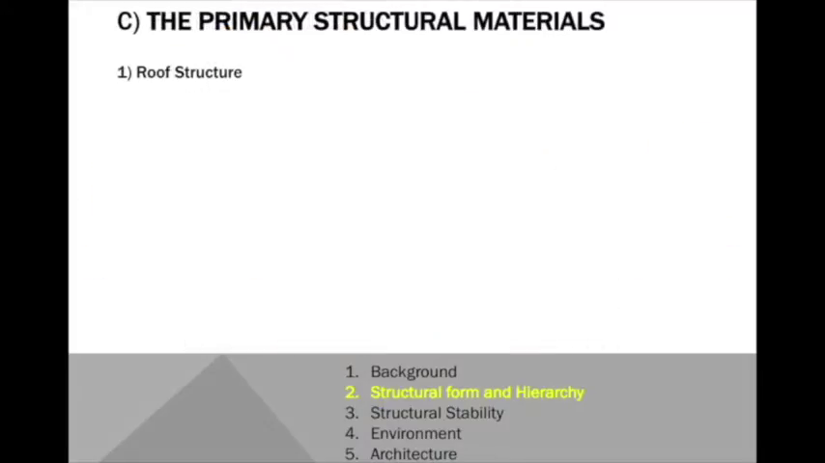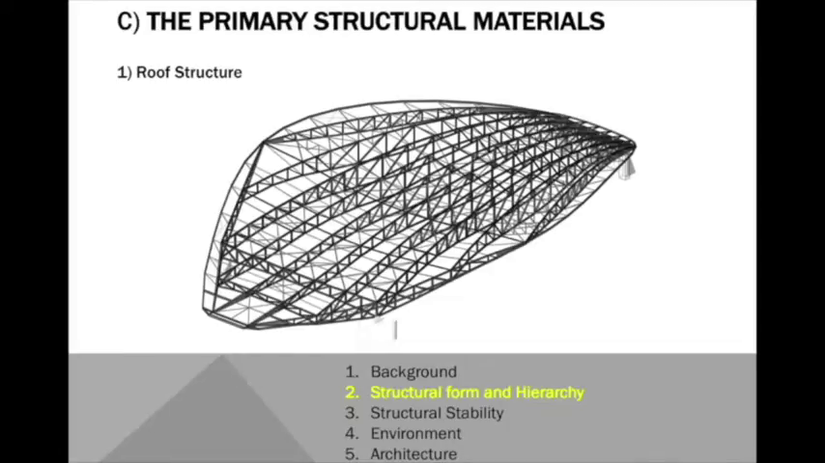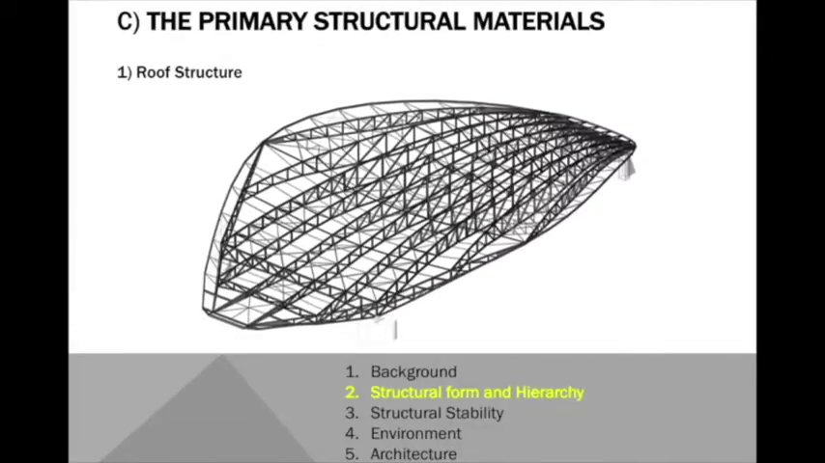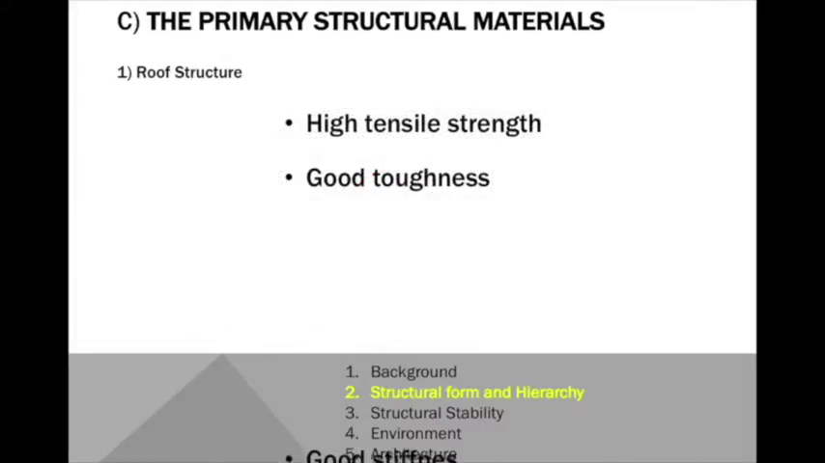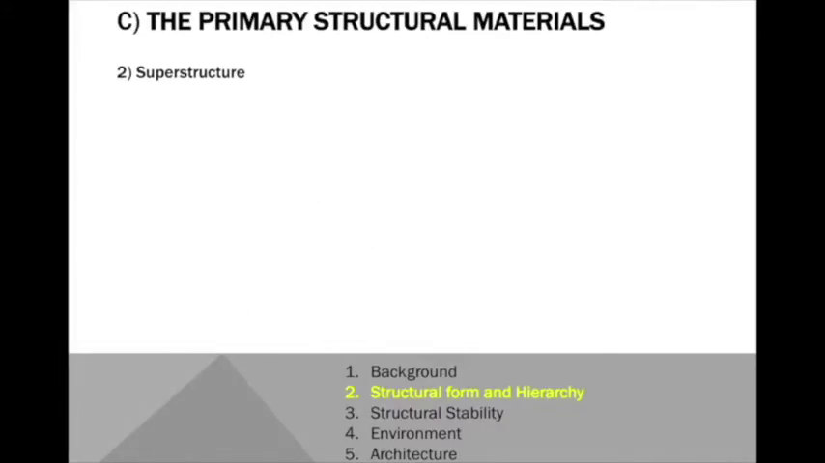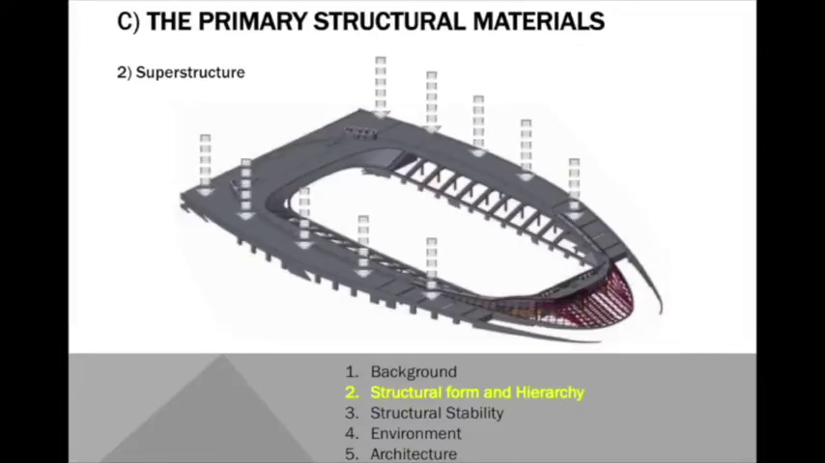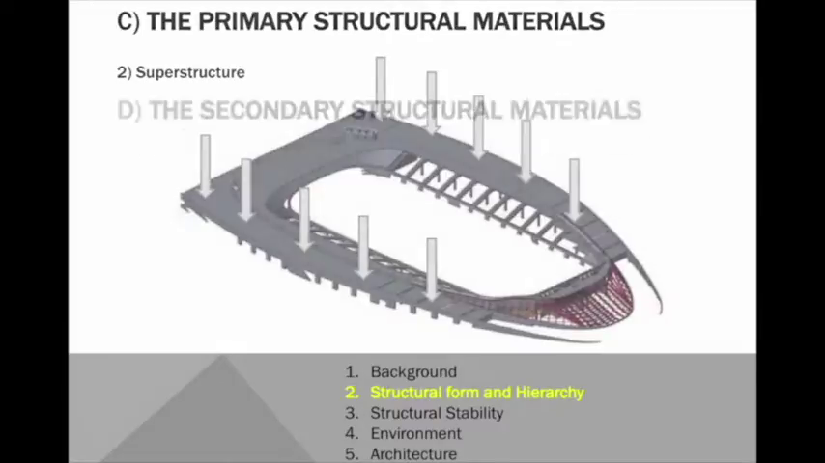For the roof, since it's a very long free span, which means very high bending forces on the truss members, they adopted steel as the main material for its high strength, good toughness, and good stiffness. Similarly, for the supports, they needed a material that will transfer the loads from the roof to the foundations. This means a huge compression force. Because of the high compressive strength of concrete, the superstructure adopted concrete as its main material.